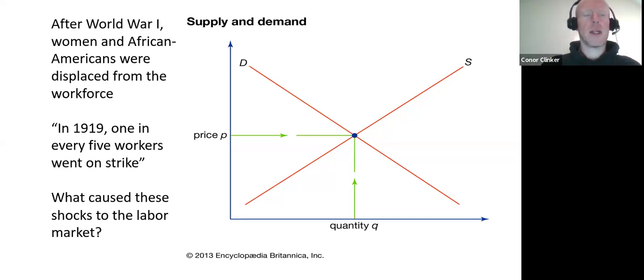The text points out that in 1919, the first full year after the end of the war, 1 in every 5 workers went on strike at some point in that year. That's wow. 20% of the entire workforce at some point in a single year being on strike. That is a very chaotic situation. So what caused the shocks to the labor market?